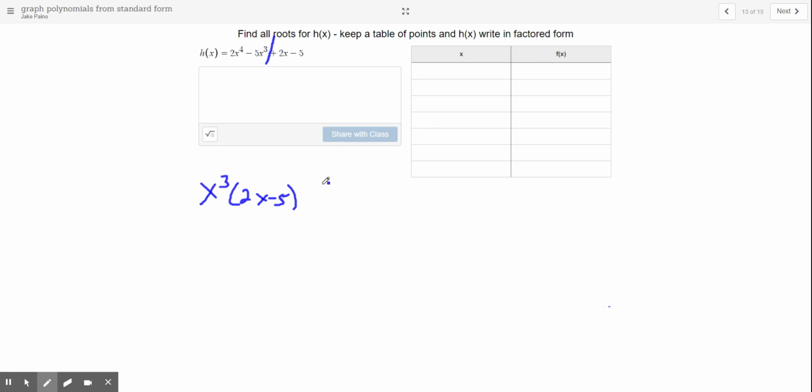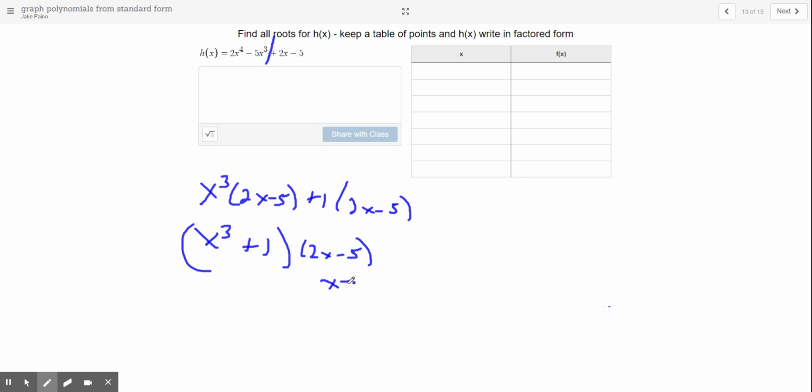On the next one, the only thing they have in common is a positive 1. So that's going to leave me with 2x minus 5. So here, I'm going to get x cubed plus 1 times 2x minus 5. All right, so one answer is x equals 5 over 2. All right, so (2.5, 0).